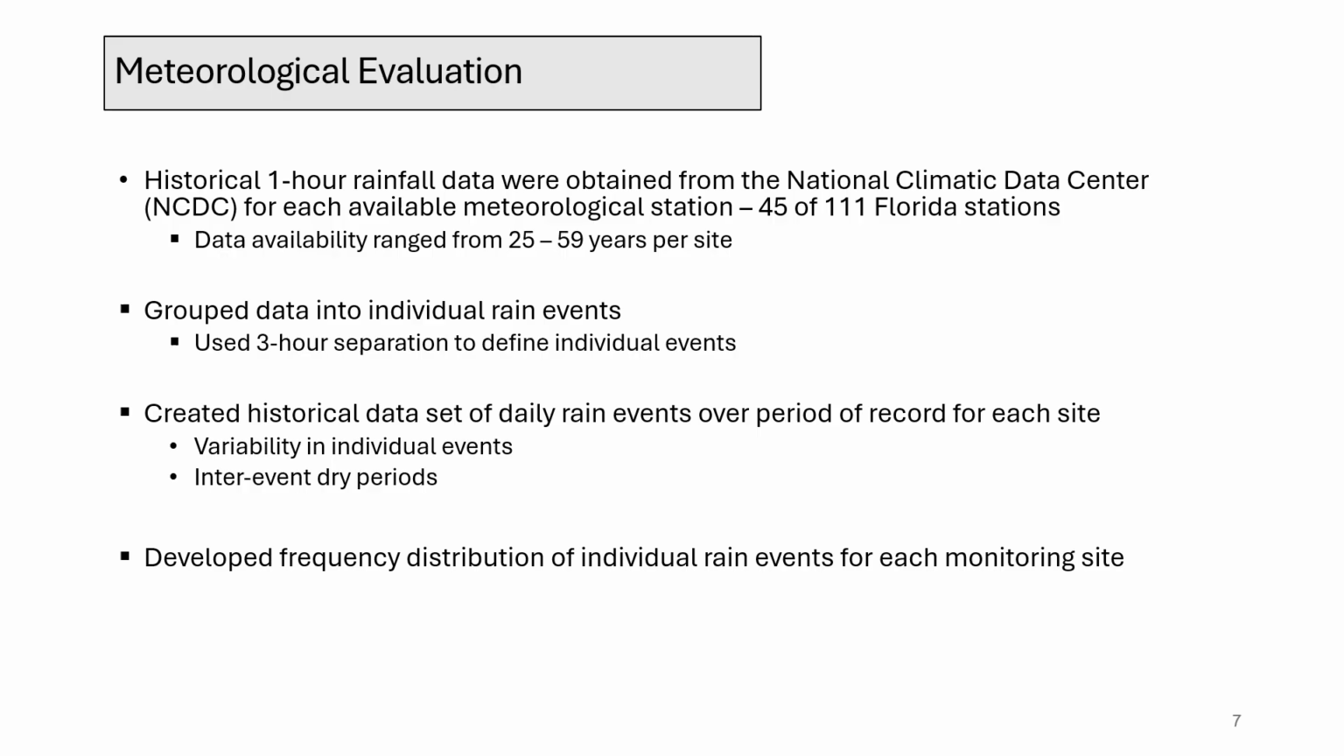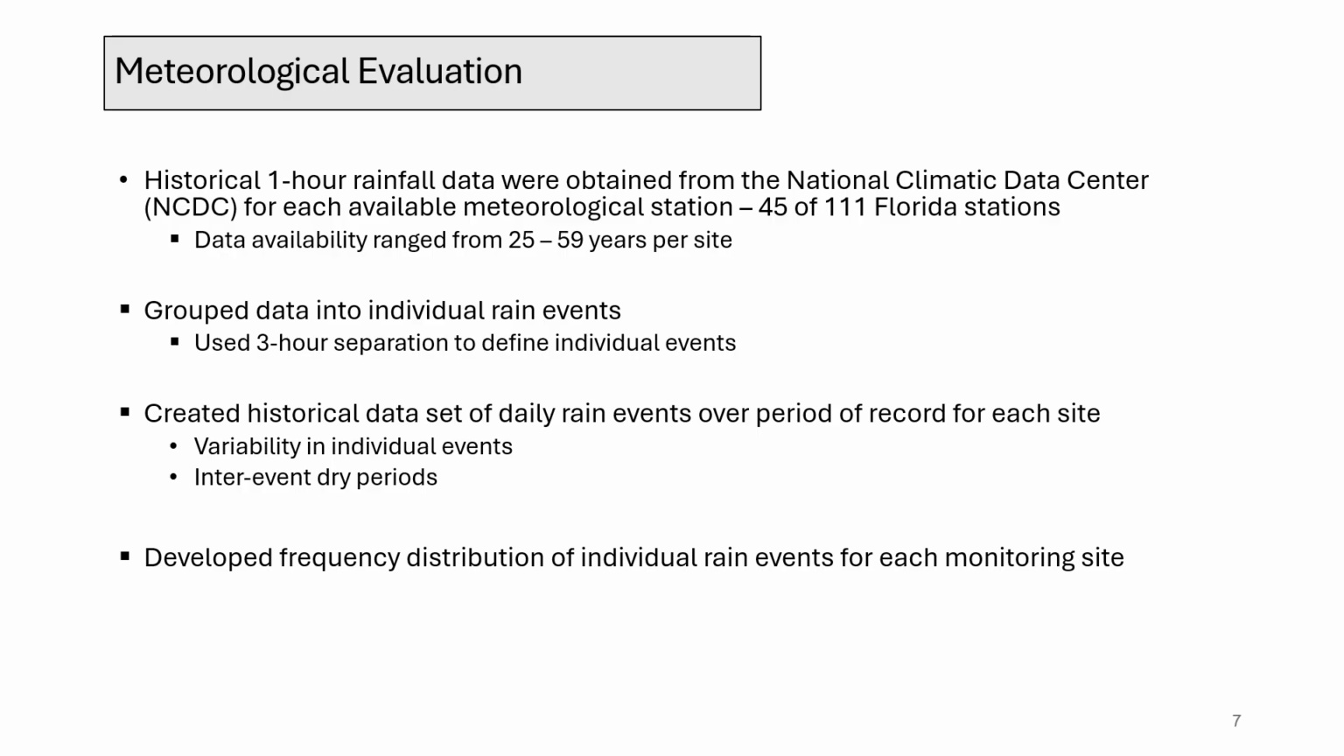A crucial step in our analysis was to group this continuous rainfall data into individual rain events. To define what constituted a distinct event, we used a 3-hour separation period. This means if there was a dry period of at least 3 hours, we considered the subsequent rainfall to be a new independent event. This methodology aligns with research, such as that by Evangelista in 1978, which indicates that a 3-hour inter-event dry period is generally sufficient to establish the independence of rainfall events.